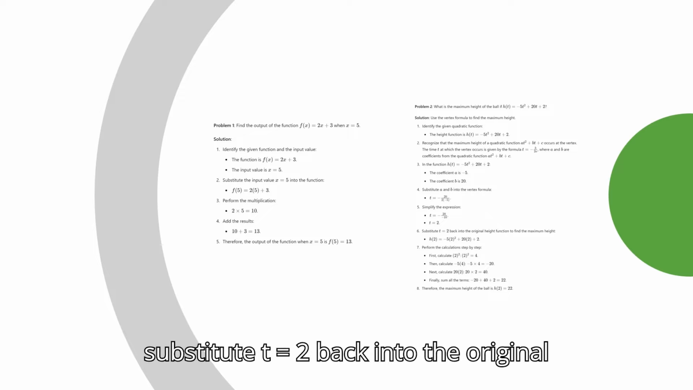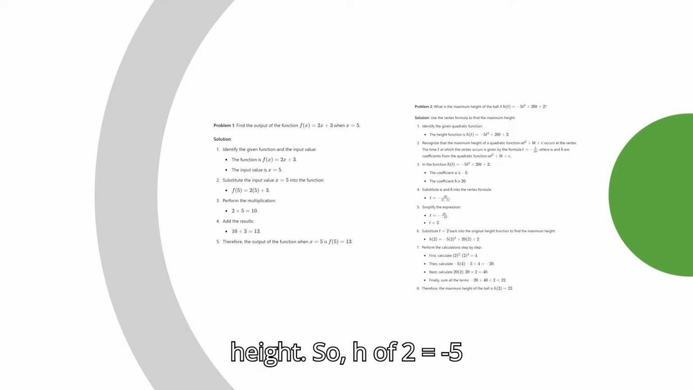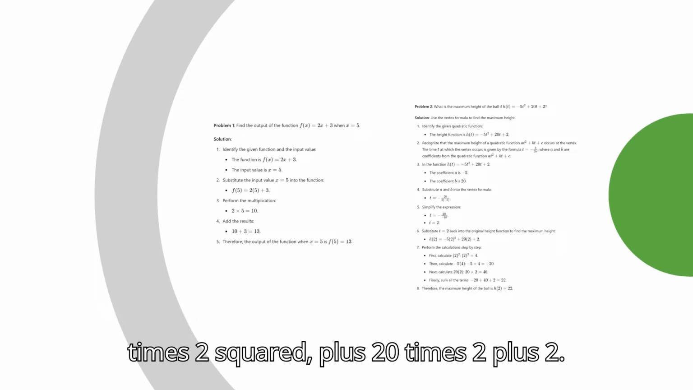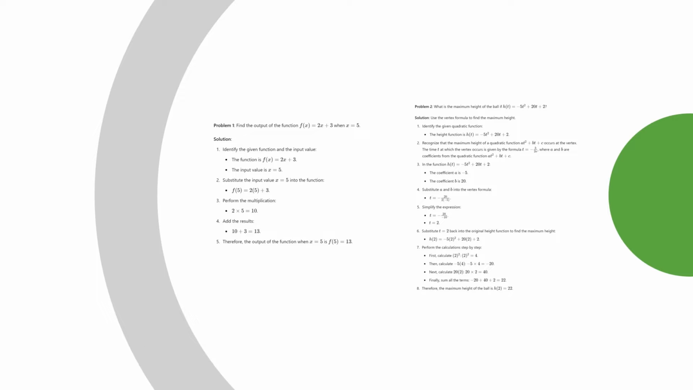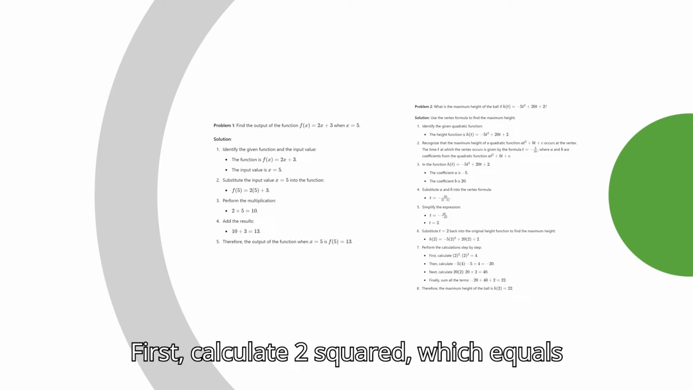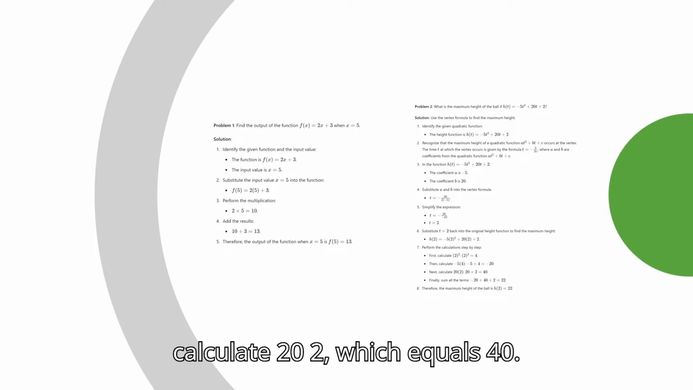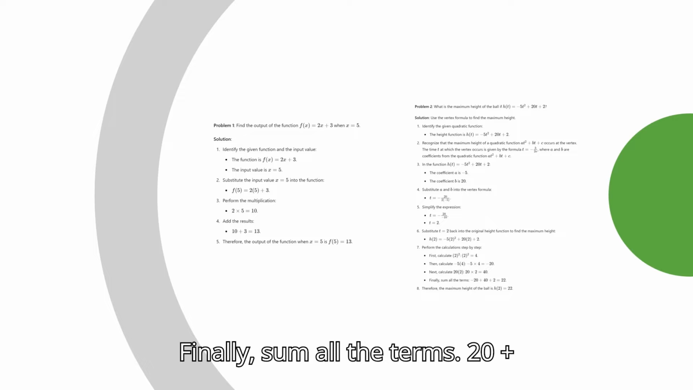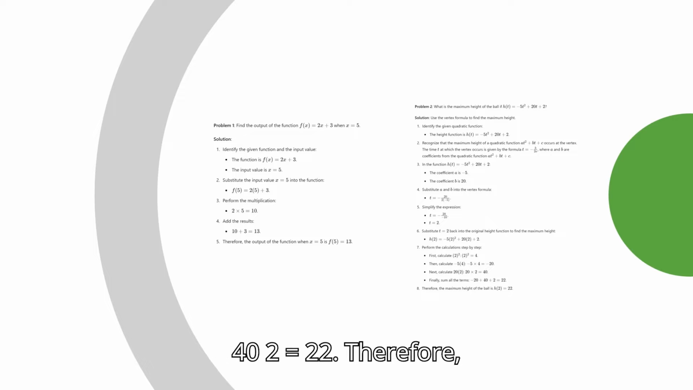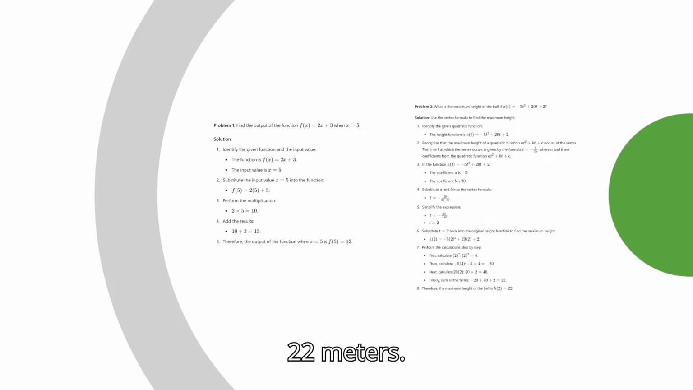Now, substitute t equals 2 back into the original height function to find the maximum height. So, h of 2 equals negative 5 times 2 squared plus 20 times 2 plus 2. Perform the calculations step by step. First, calculate 2 squared, which equals 4. Then, calculate negative 5 times 4, which equals negative 20. Next, calculate 20 times 2, which equals 40. Finally, sum all the terms. Negative 20 plus 40 plus 2 equals 22. Therefore, the maximum height of the ball is h of 2 equals 22 meters.